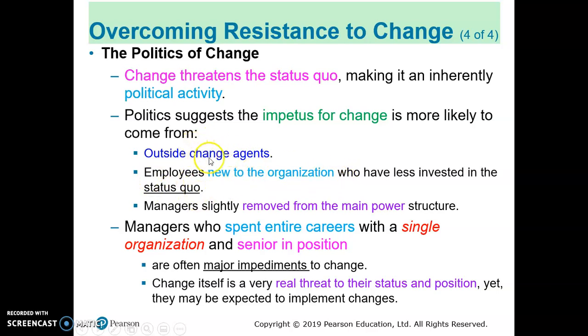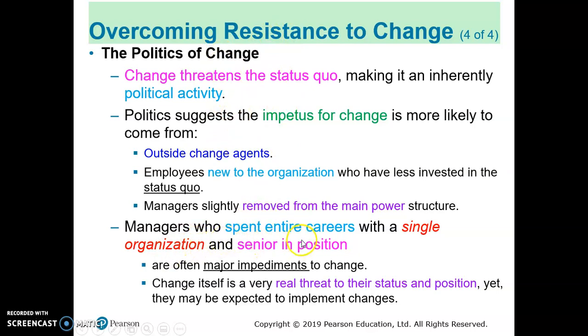So normally those who are the key for change are more likely outside change agents or new employees who have less invested, because they haven't stayed long in the organization to enjoy some status quo. Managers slightly removed from the main power structure, or a manager who has just been removed, that means demoted, for example, can also use politics when it comes to change.